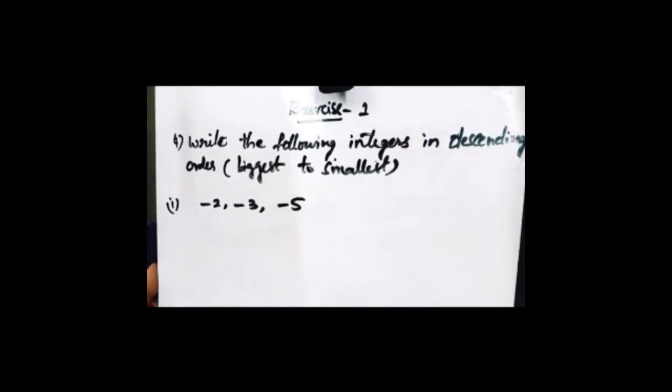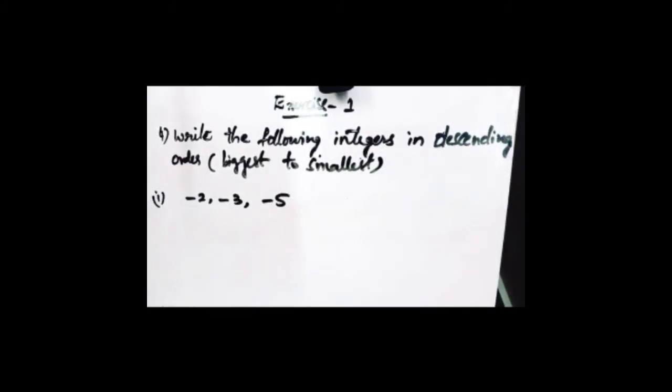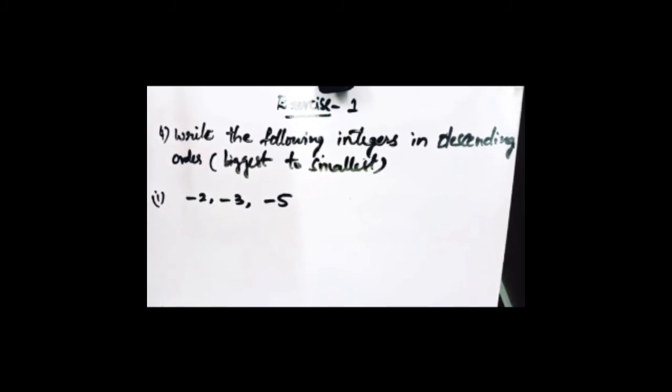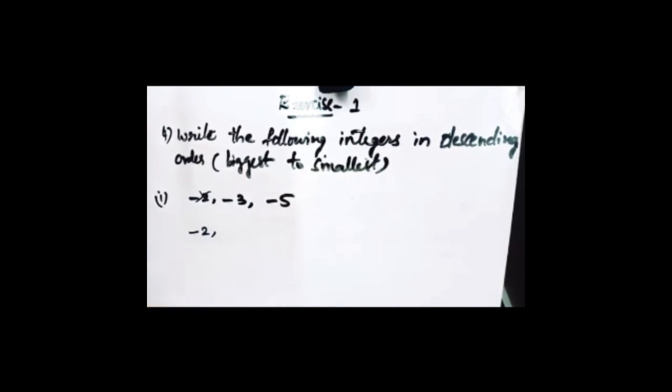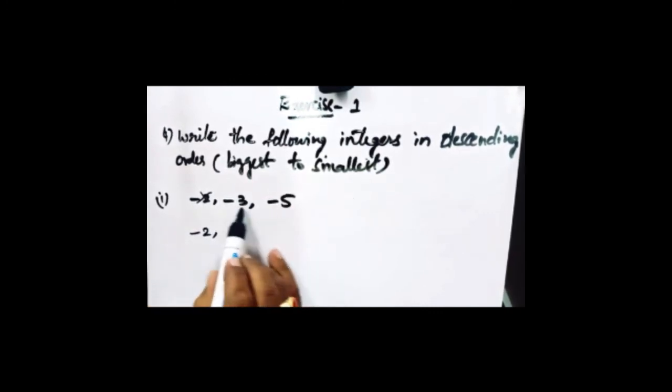So the next question: write the following integers in descending order. Descending order means we need to write the integers from biggest to smallest. Here the given first question is -2, -3, -5. First of all we need to pick the biggest integer from this given list. From these three integers, -2 is the biggest number. Again, from these two integers, -3 is the next biggest number. The next is -5.